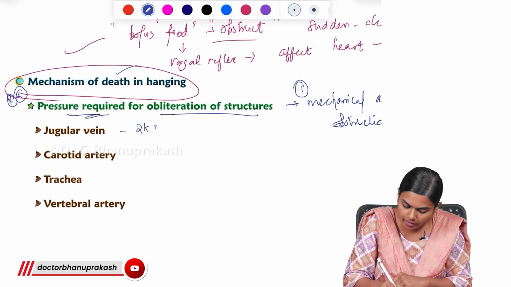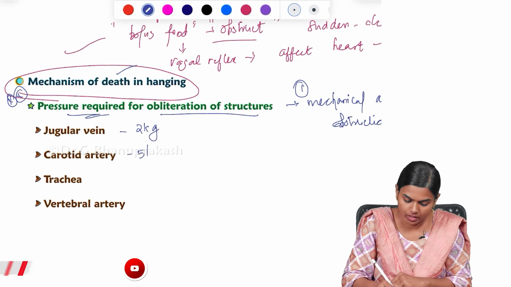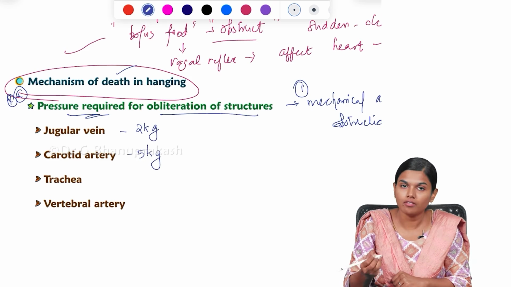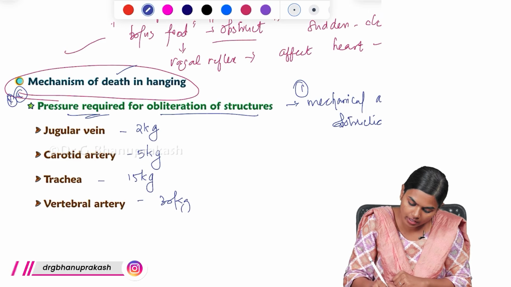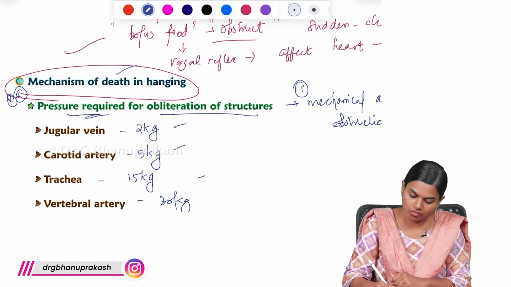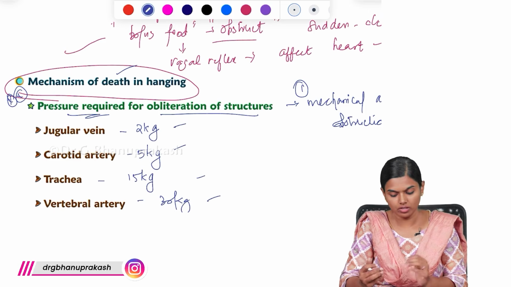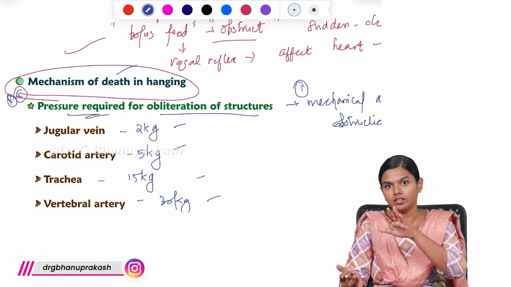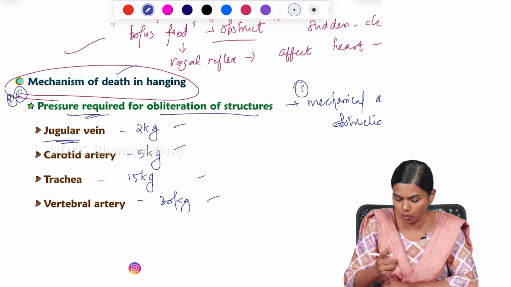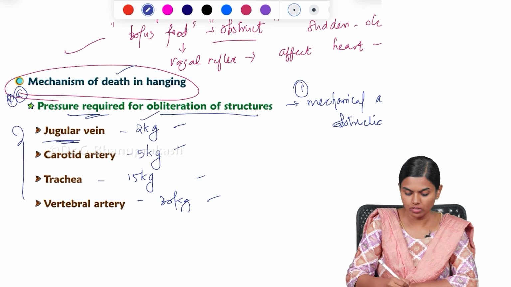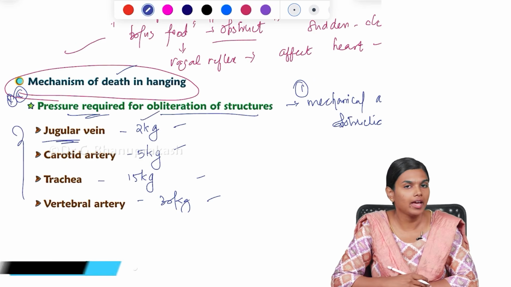For the jugular vein, it is 2 kg. For the carotid, it is 5 kg, the trachea 15 kg, then the vertebral artery 30 kg. So 2, 5, 15 and 30. You just increase: 5, then 15, then 30. Since the vein is very easily compressible and a very small structure, you just put 2. So they can ask you this pressure.